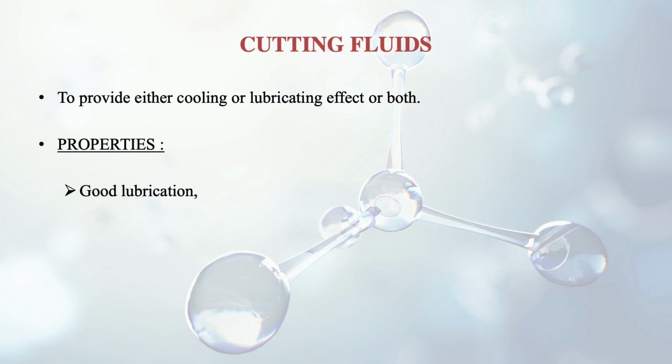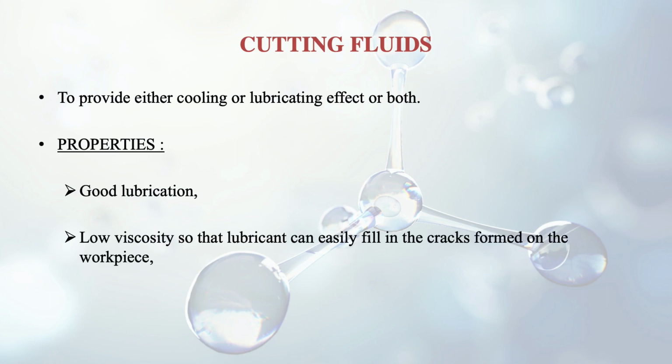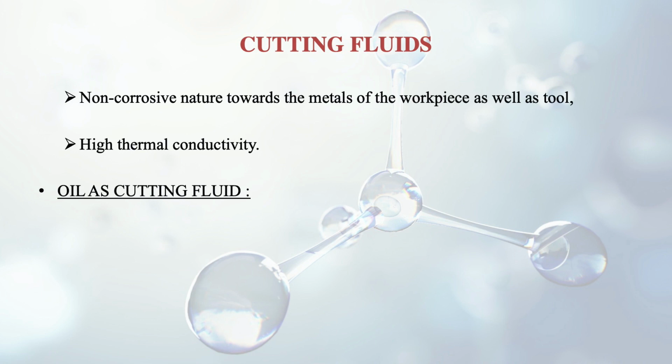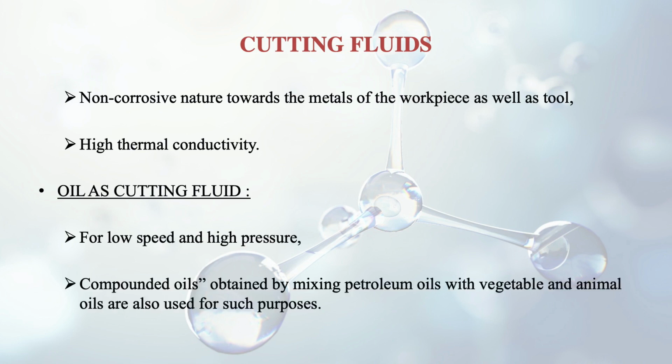They have good lubrication and low viscosity, so that the lubricant can easily fill in the cracks formed on the workpiece. They are chemically stable and non-corrosive towards the metals of the workpiece as well as the tool, and they have high thermal conductivity, so localized heating will not occur. Now, how does oil fare as a cutting fluid? For low speed and high pressure, oil can be used as a cutting fluid. Compounded oils obtained by mixing petroleum oils with vegetable and animal oils are also used for such purposes.